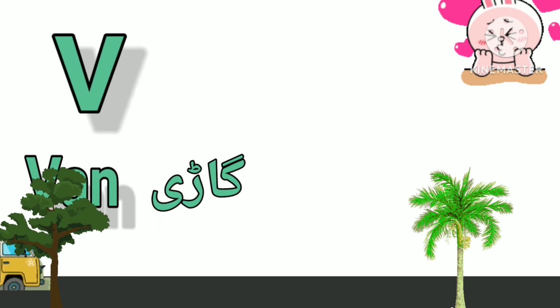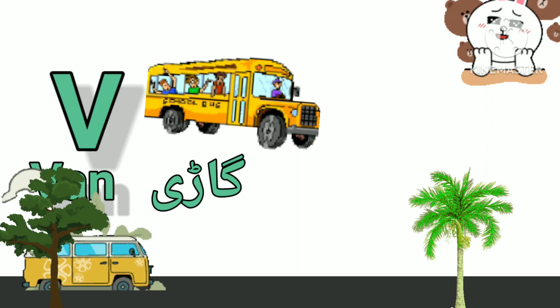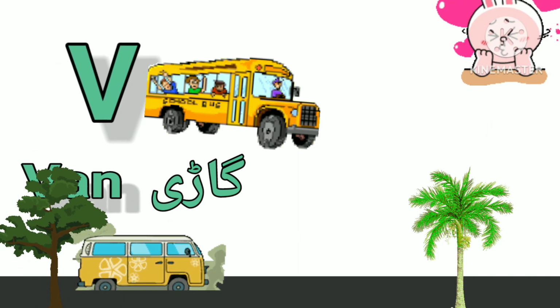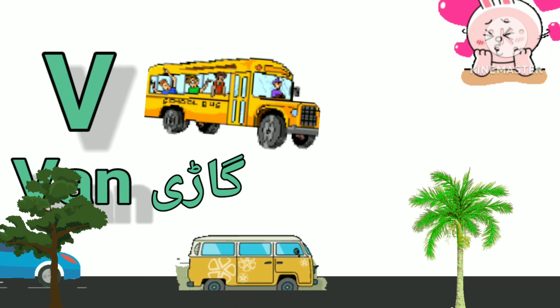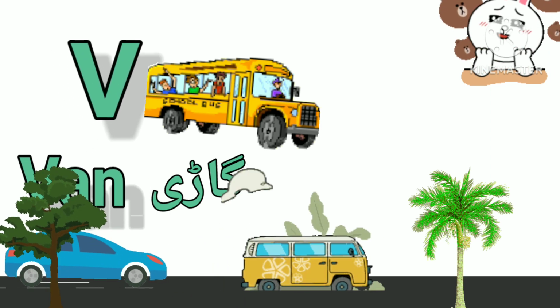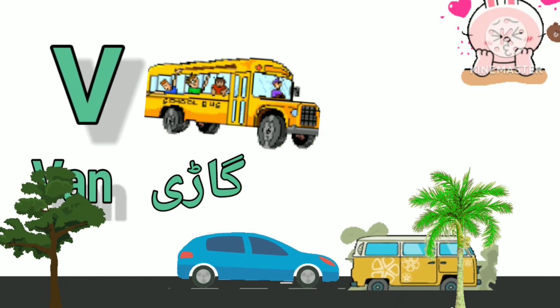Next alphabet is V. V is for van. V-A-N, van. Van means gaadi.